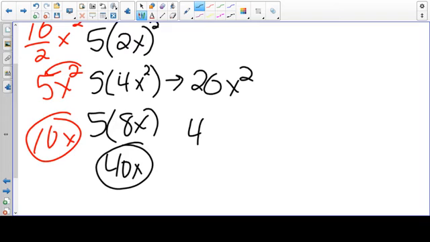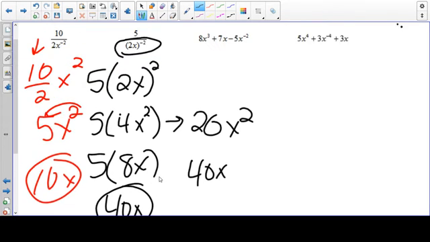Derivative of this gives me 40x. Either way, as long as you're only dealing with a coefficient out front, you can wait. You can either simplify right away or you can simplify later. Either is not going to matter.